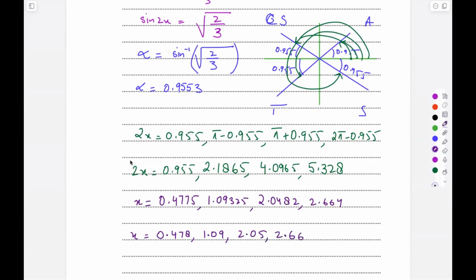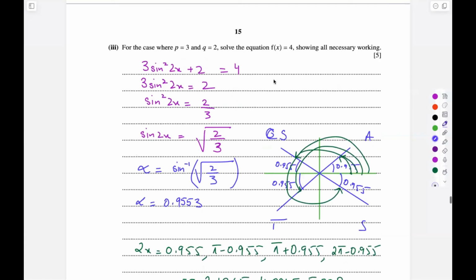Now, this 2x basically represents two revolutions in 360 or 2 pi. However, as our range is only from 0 to pi, we'll not be taking the next angles as they won't be in the range. Now, all of these answers that we have are within the range 0 to pi, as pi is 3.142. So the maximum value is 2.66, which is less than 3.142. So these will be the four values for x for the solution of f of x equals 4.